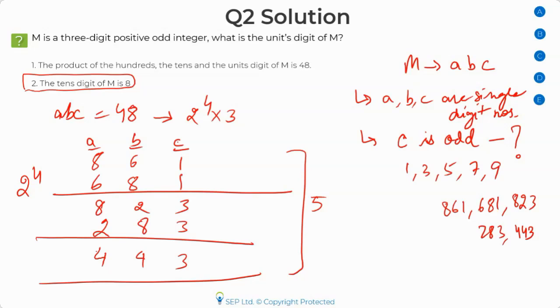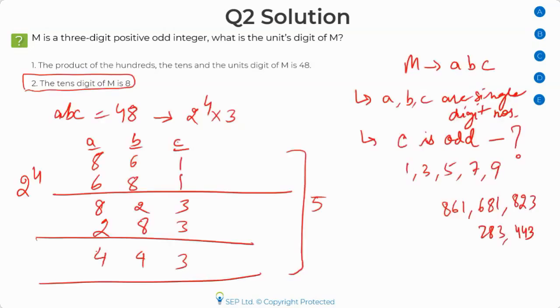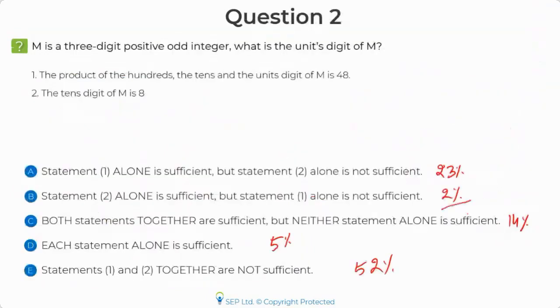But you should always do that. If I just look at statement 2, it tells me that the tens digit is 8. It does not tell me anything about the units digit. So statement B alone is definitely not sufficient to answer this question. Anyone who marks that each statement alone is sufficient definitely misses this aspect, that it is only telling us about the tens digit, not the units digit.